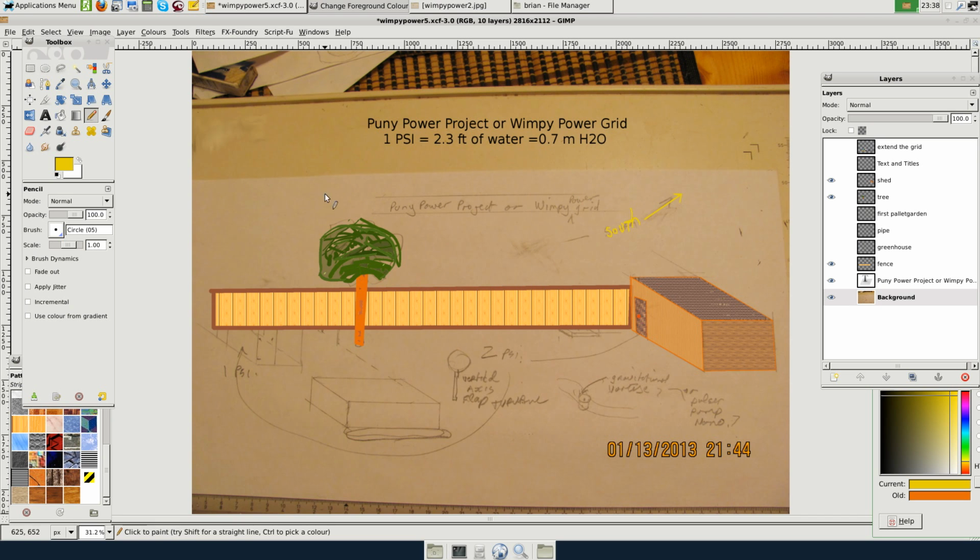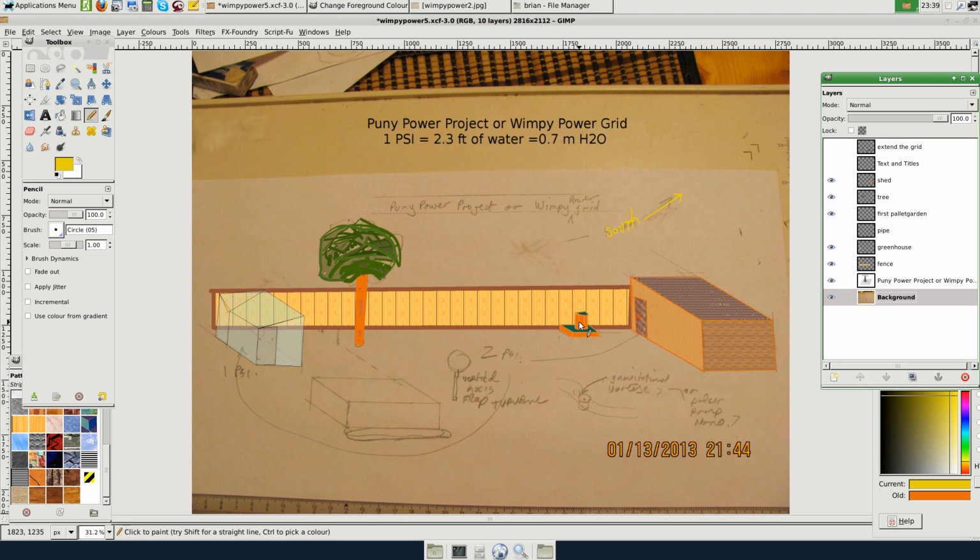Anyway, so this is the back of my lot. Well, it's kind of close to it. And last year I put in a greenhouse. So the greenhouse is here. And it was a pain watering it. And I put in my first pallet garden. And I've got videos about the greenhouse and the pallet garden.